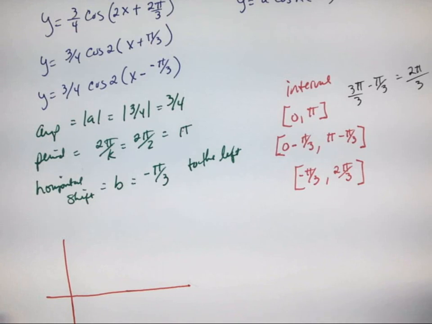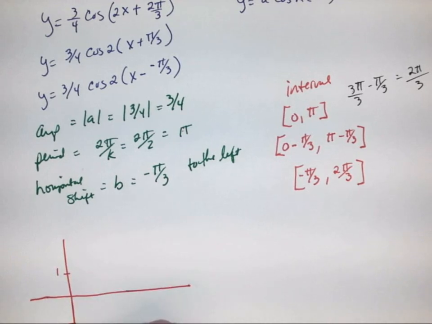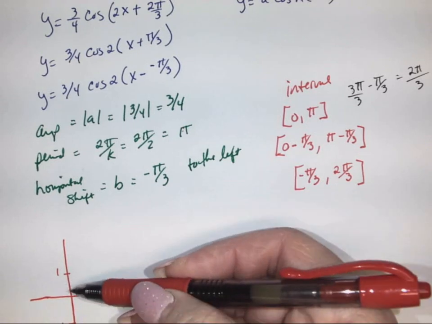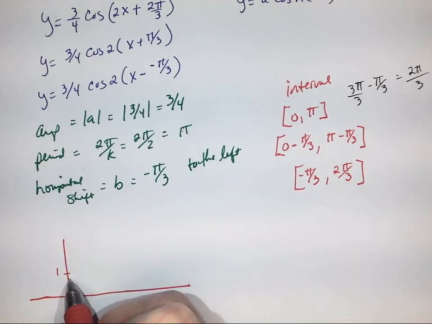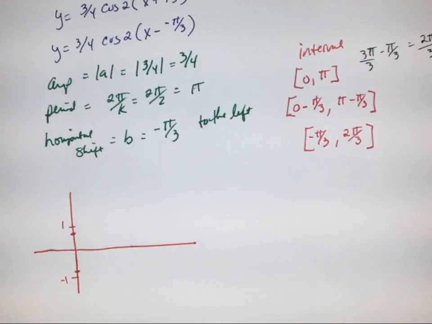So again, we're going to have some pieces over here because our interval is over here. We're still going to be at 1 and negative 1 here. But we know that our amplitude is actually at 3/4. So this would be about halfway, so I'm going to make a little mark there, and a little mark there, because we'll actually be at the 3/4 mark because of our amplitude.